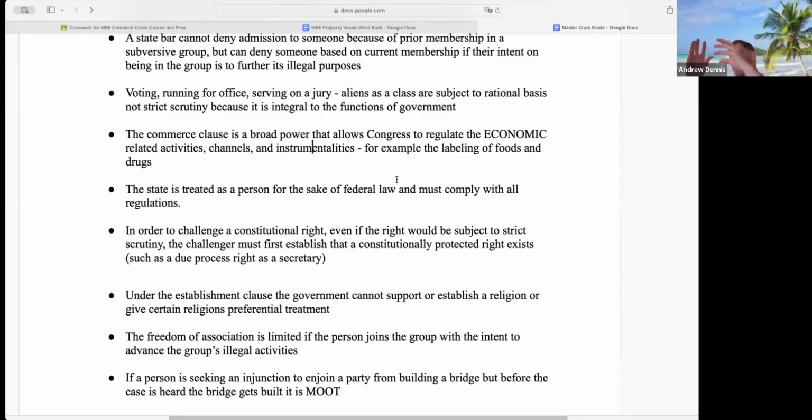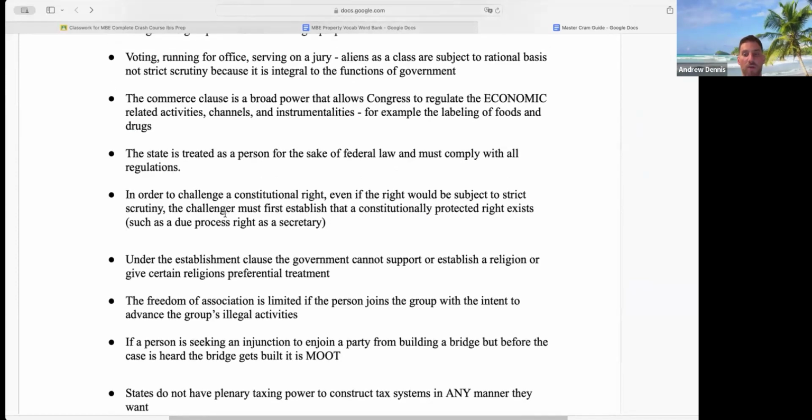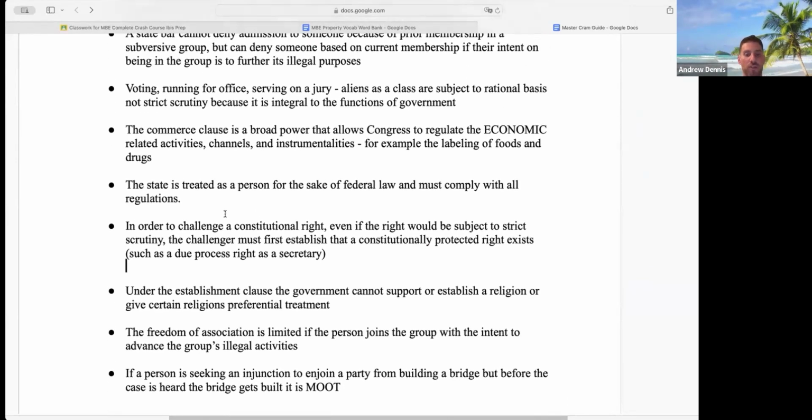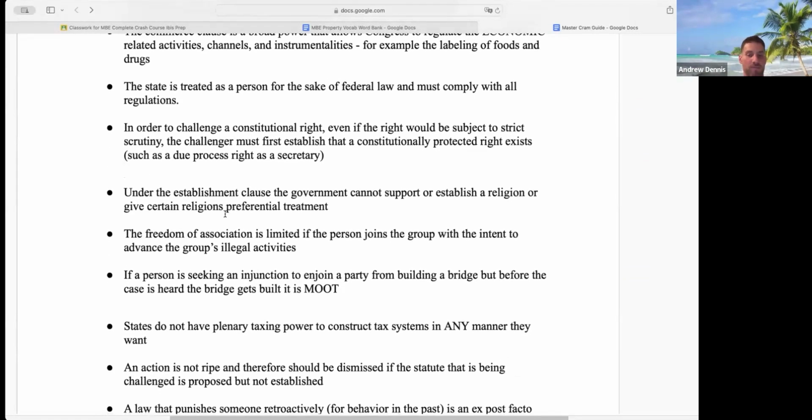Now, if it's Congress forcing a state to enact legislation, it might implicate the commandeering clause in the 10th Amendment. The state is treated as a person for the sake of federal law and must comply with all regulations. I like that statement. In order to challenge a constitutional right, even if the right would be subject to strict scrutiny, the challenger must first establish that a constitutionally protected right exists, such as a due process right as a secretary. Under the Establishment Clause, the government cannot support or establish a religion or give certain religions preferential treatment.